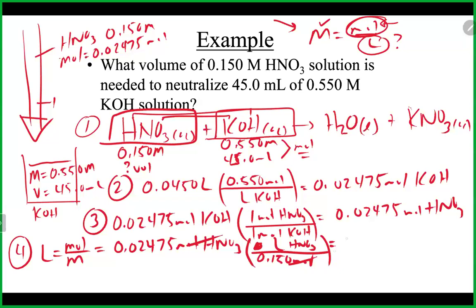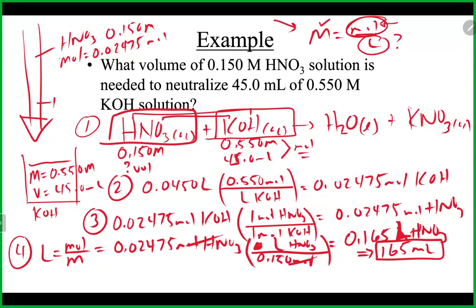The moles are going to cancel. And we're going to divide it by 0.15. That's going to give us 0.165 liters of nitric acid. And again, we can convert that by multiplying by 1,000. That is 165 milliliters of nitric acid is necessary. So if we were doing this titration, we would have to add 165 milliliters to our beaker to reach the equivalence point and see our color change in our indicator and our solution kind of change.